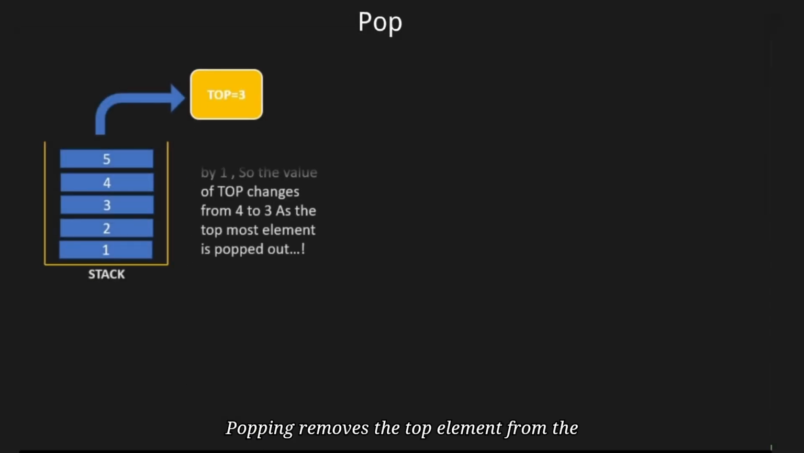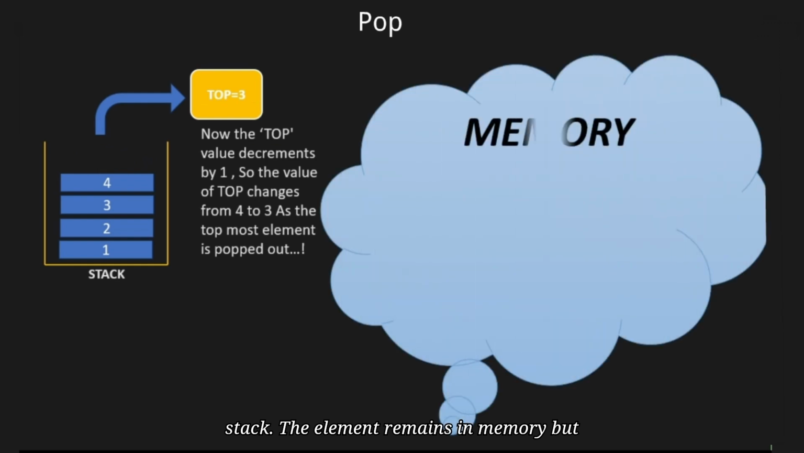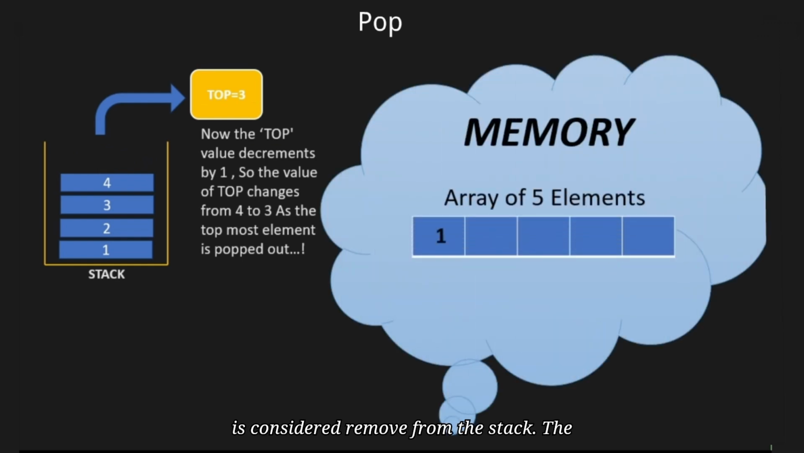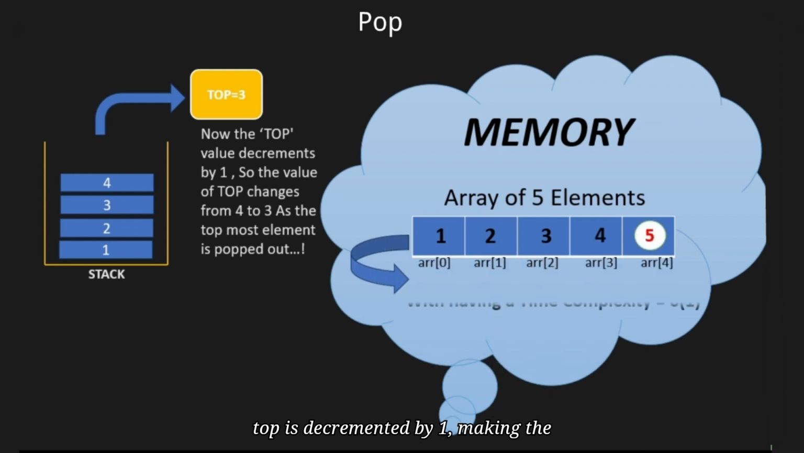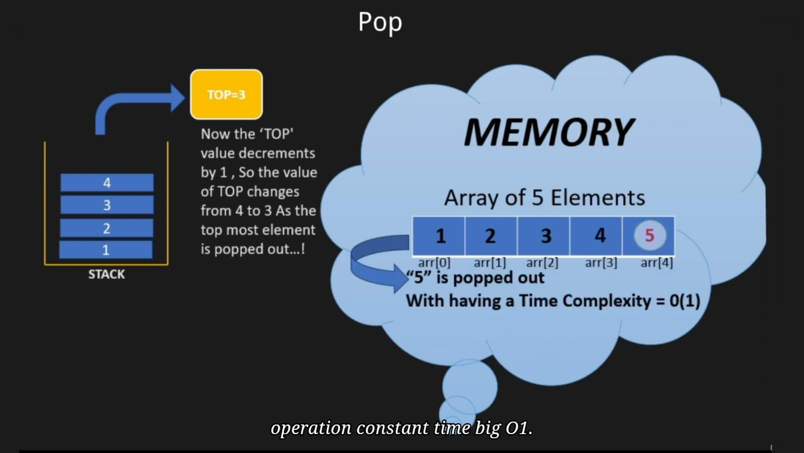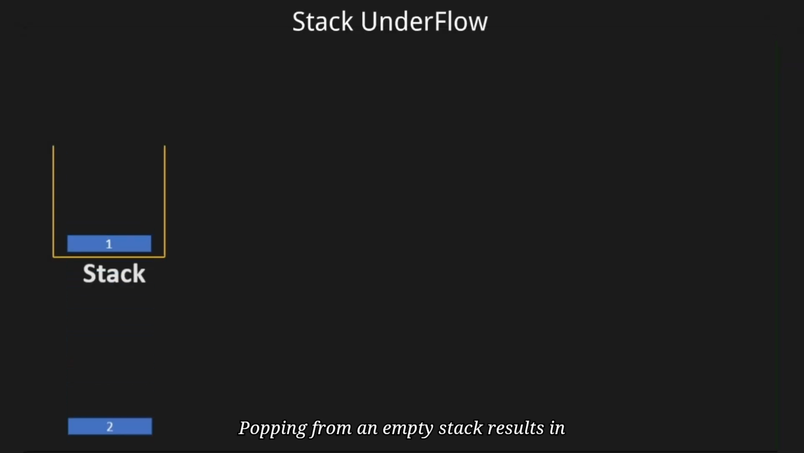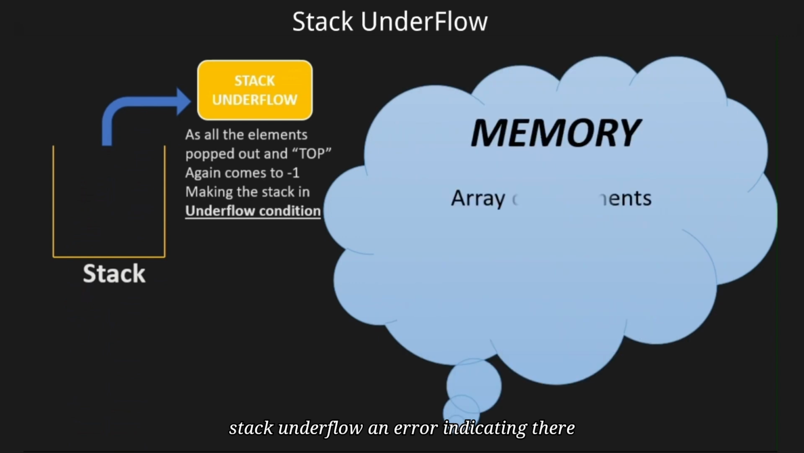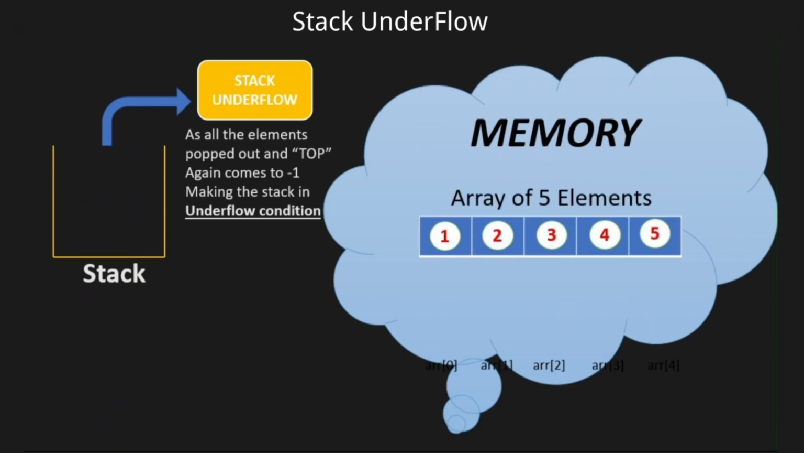Popping removes the top element from the stack. The element remains in memory but is considered removed from the stack. The top is decremented by 1, making the operation constant time, big O(1). Popping from an empty stack results in a stack underflow error, indicating there are no elements to remove.